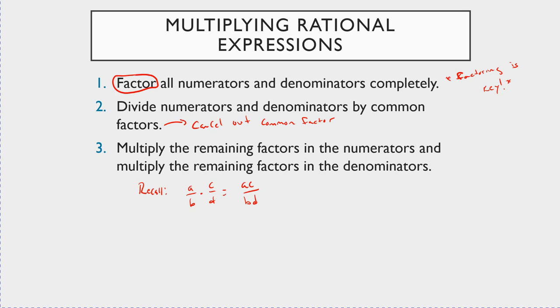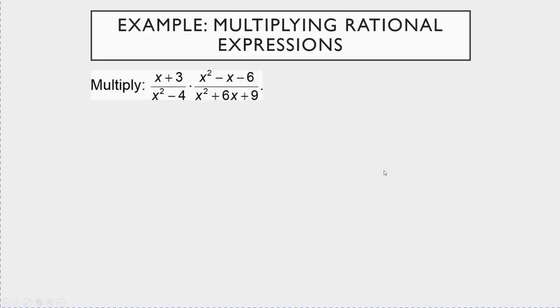All right, so I have some examples here of how you're going to practice this with rational expressions. And remember what I said, the key is to factor correctly initially. All right, so let's try this. Let's multiply x plus 3 divided by x squared minus 4, times x squared minus x minus 6 divided by x squared plus 6x plus 9. Okay, so the first key thing you're going to do is factor.